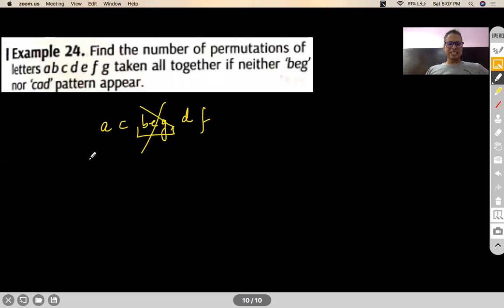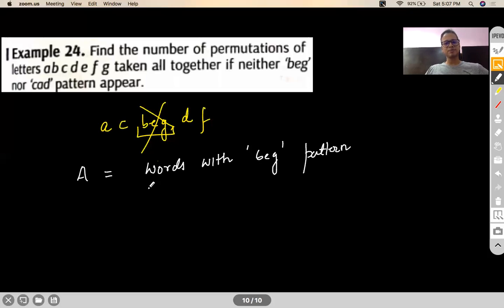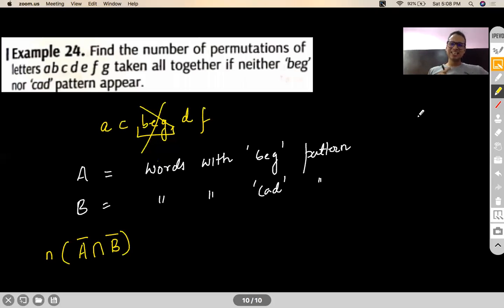Okay, let's try to solve it. Let us say A is a set which contains all words where the BEG pattern appears, the set of all words with BEG pattern. B is a set of all words with CAD pattern. Now, what are we looking for? We're looking for those words which don't have BEG pattern and don't have CAD pattern, isn't it? So in the language of sets, I'm looking for the cardinal number of A complement intersection B complement. Now we all know De Morgan's law, A complement intersection B complement is (A union B) complement.